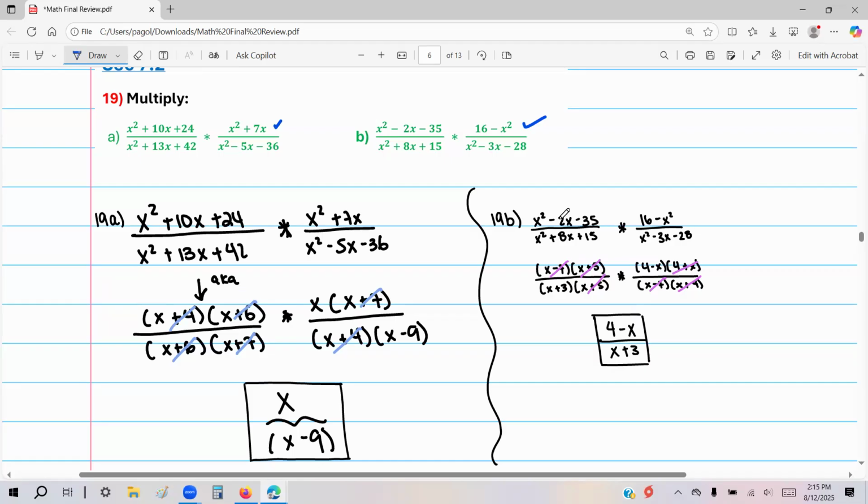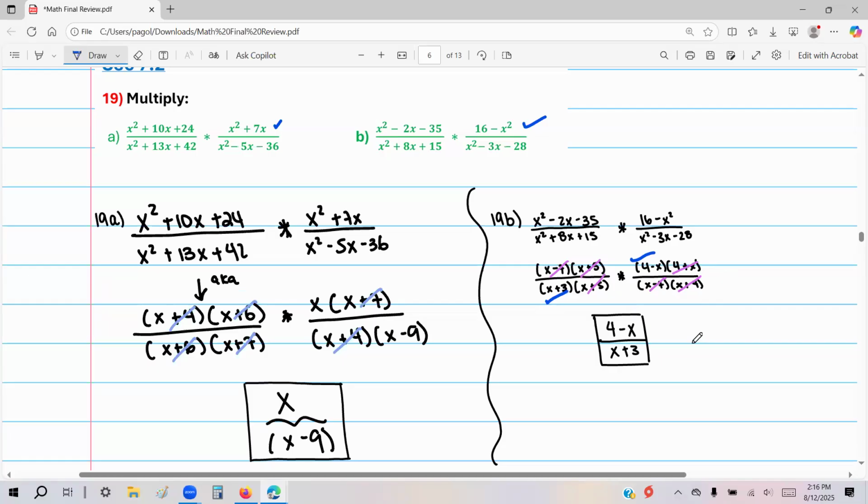And then two numbers multiplied to 35 combined to 12, 7 and 5. Two numbers multiplied to 15 combined to 8, 5 and 3. And lastly, two numbers multiplied to 28 combined to 11, 7 and 4. So you factor all of them, cancel whatever you can cancel, and then you're left with 4 minus x on the top and x plus 3 on the bottom. So you leave them alone.